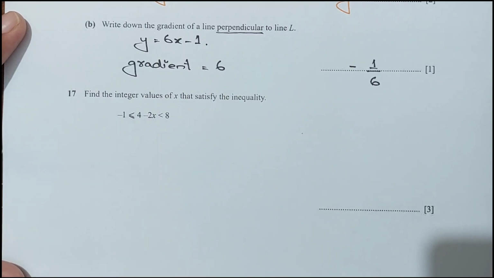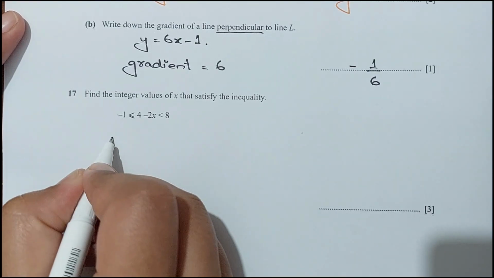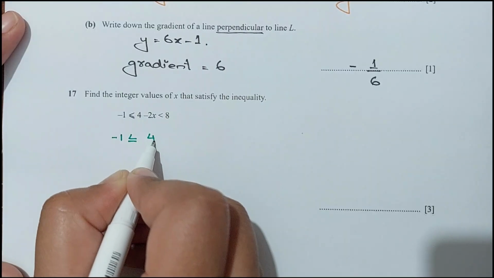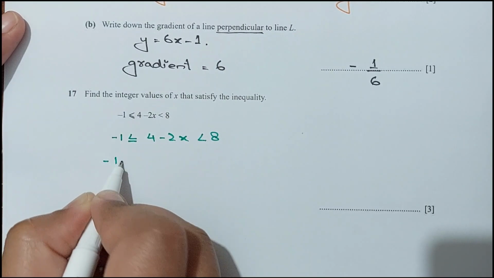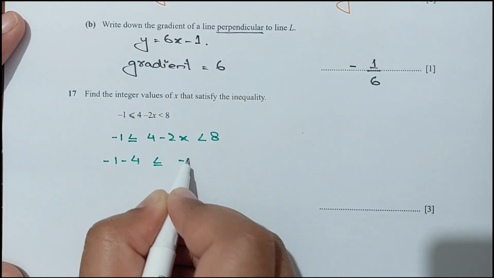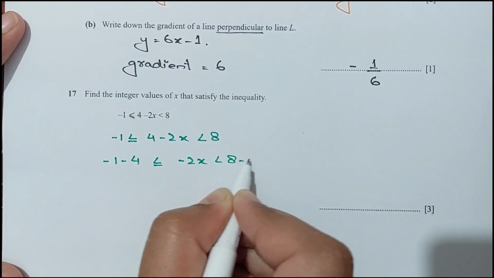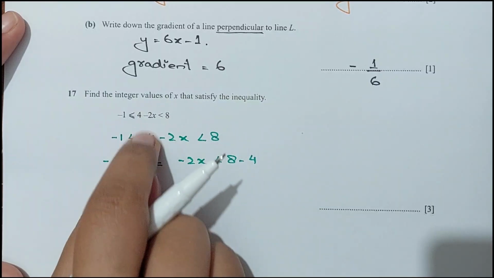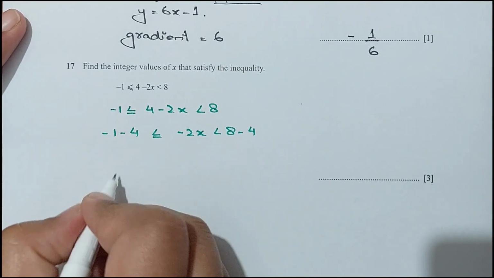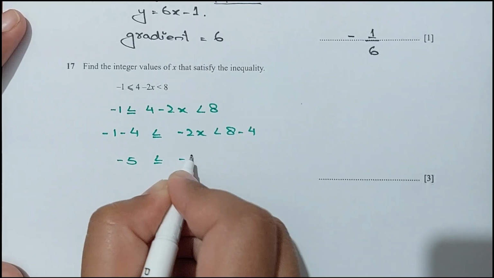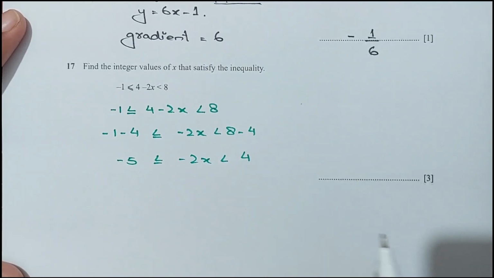Question number 17. Find the integer value of x which satisfies the inequality. We have to simplify first and then check it. -1 is less than or equal to 4 minus 2x is less than 8. So -1 minus 4 is less than or equal to -2x is less than 8 minus 4. We have to remove the 4, so we do the opposite of 4, which is -4, on both sides. -5 is less than or equal to -2x is less than 4.